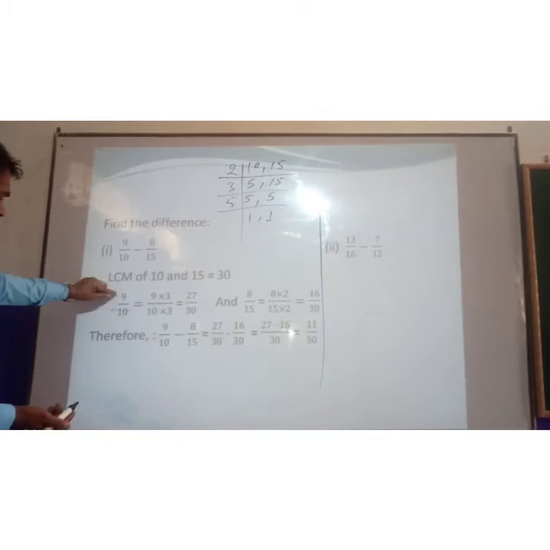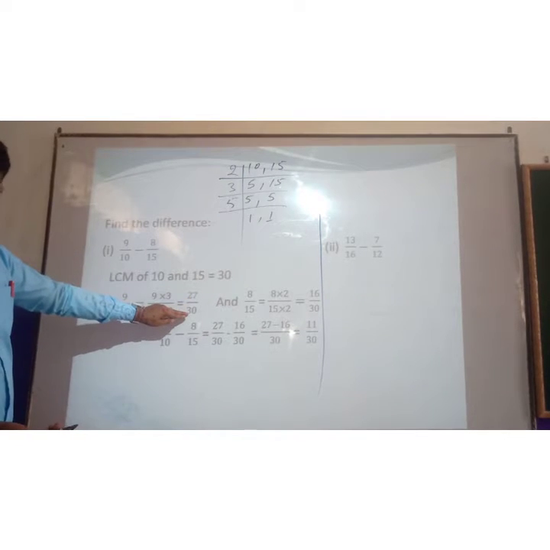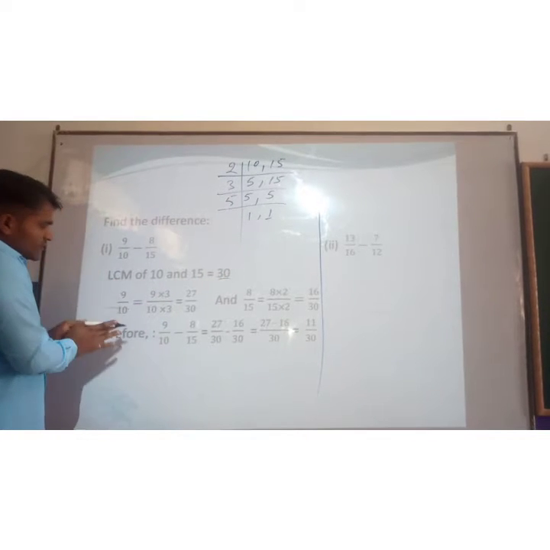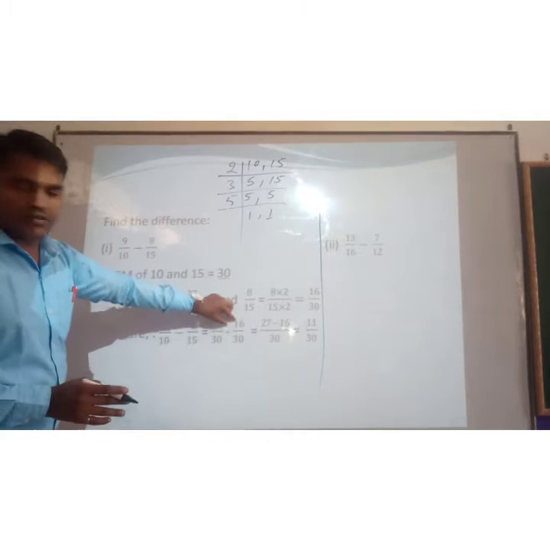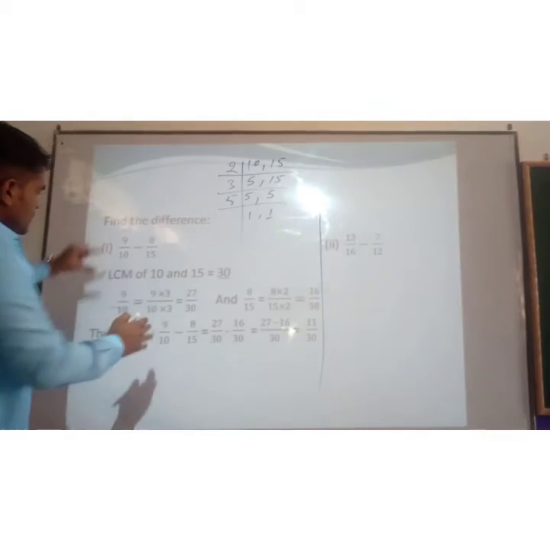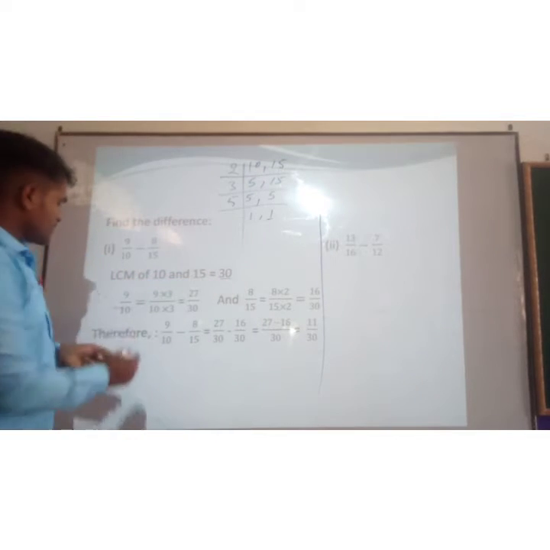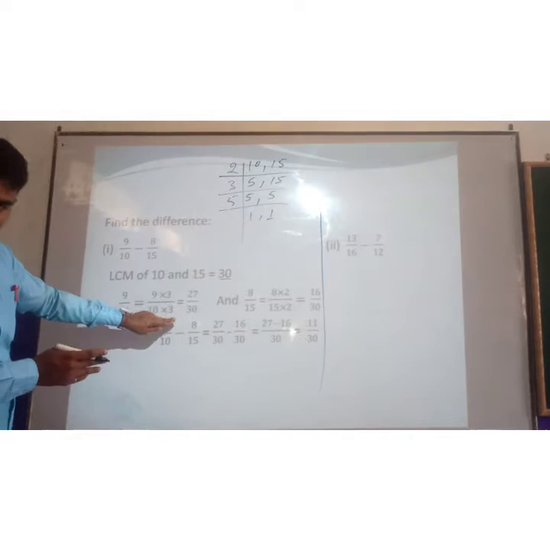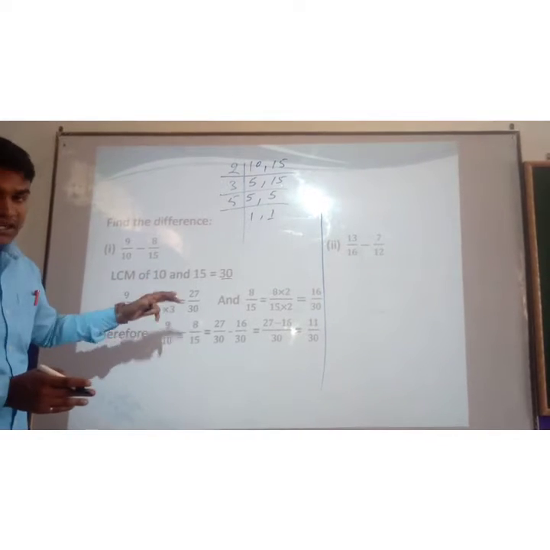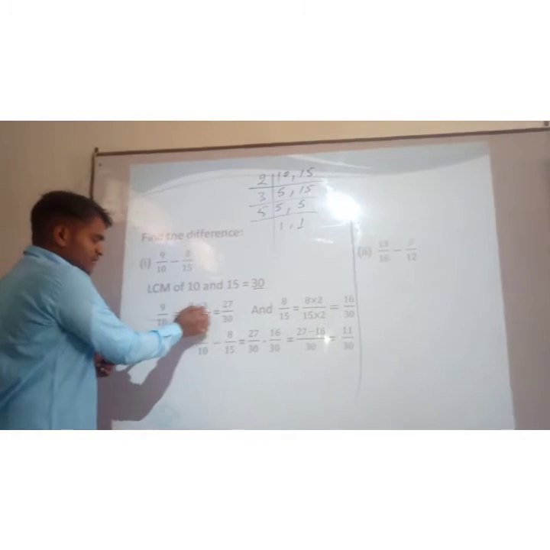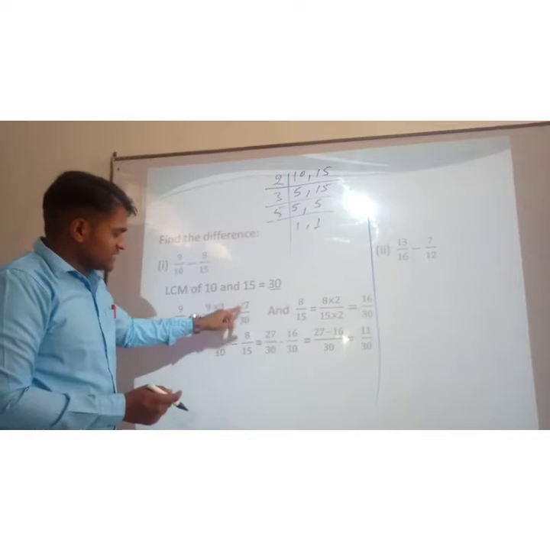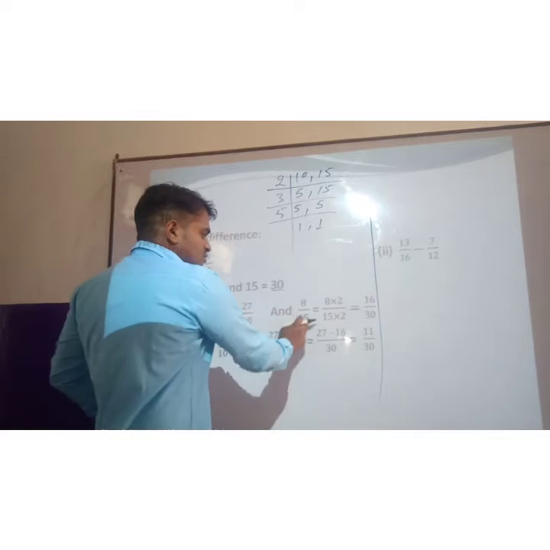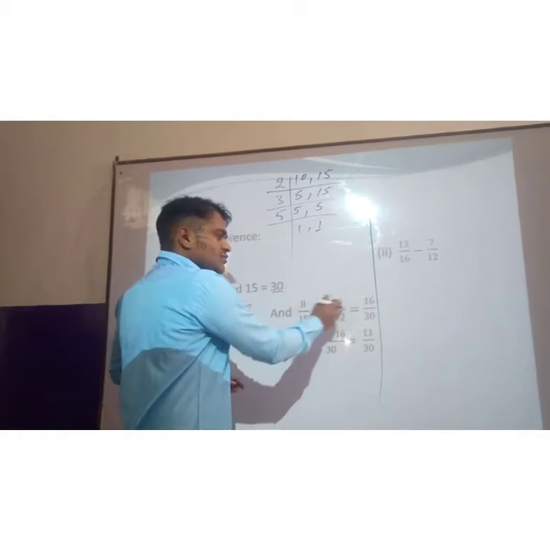Now we may write 9 upon 10 as 27 upon 30. Because the LCM is 30, we have to convert the denominator to 30. We have to write the given fractions with denominator 30. 10 multiplied by 3 is 30, so if we multiply the denominator by 3, we should multiply the numerator by 3 also. 9 times 3 is 27, so 27 upon 30. And 8 upon 15 we may write as 16 upon 30, because 15 times 2 is 30, so 8 times 2 is 16.